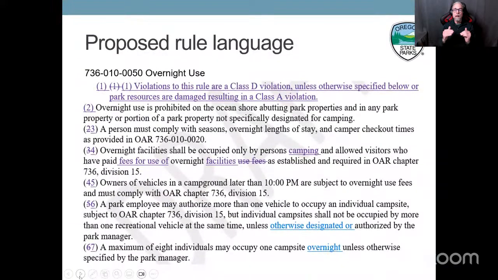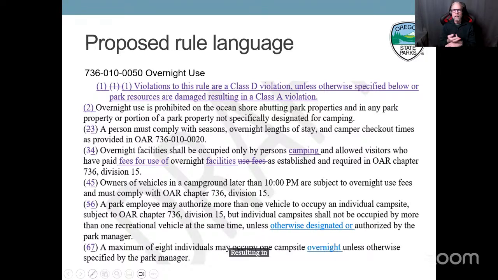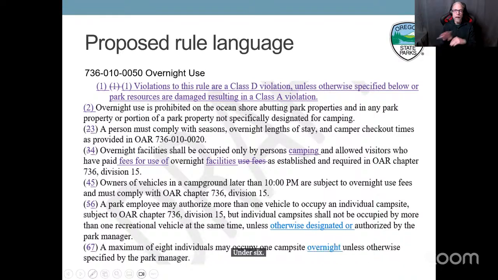Next section is 736.010.0050, overnight use. Number 1, we added violations to this rule are a Class D violation unless otherwise specified below or park resources are damaged, resulting in a Class A violation. Under 4, overnight facilities shall be occupied only by persons camping and allowed visitors who have paid fees for use of overnight facilities. Under 6, we added unless otherwise designated or authorized by the park manager.